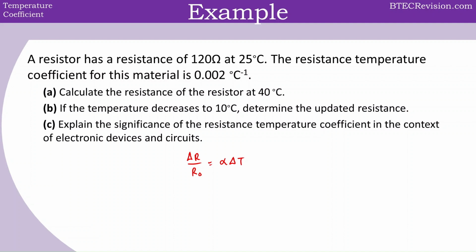Now, we can write down the values that we have. A resistor has a resistance of 120, so that would be the initial resistance. And it's 120 ohms. The unit is correct, so we can leave that. And the starting temperature or initial temperature is 25 degrees Celsius. And then alpha is 0.002. And looking at the question, it says calculate the resistance of the resistor at 40 degrees. So the final temperature is going to be 40 degrees Celsius, and therefore we'll have to calculate the final resistance.